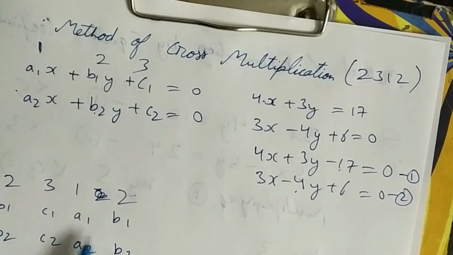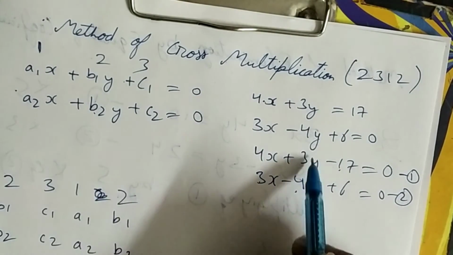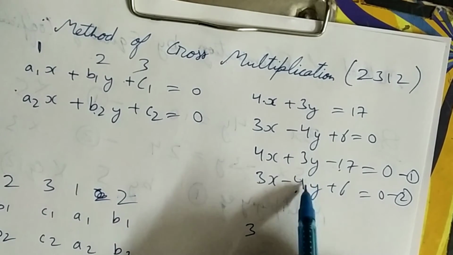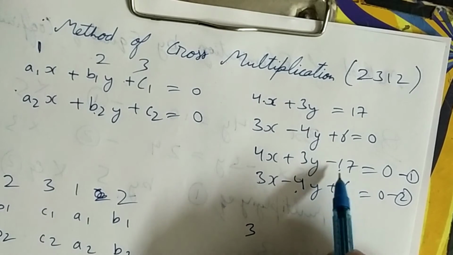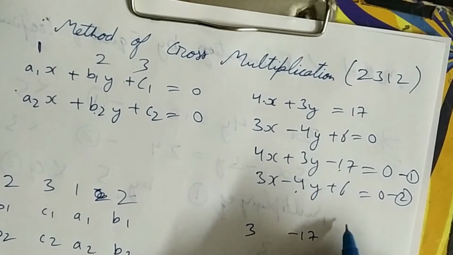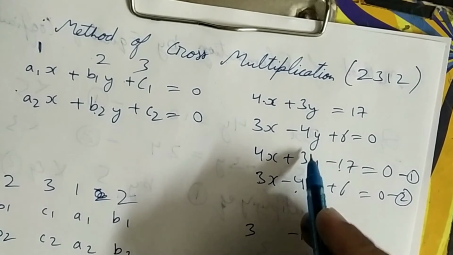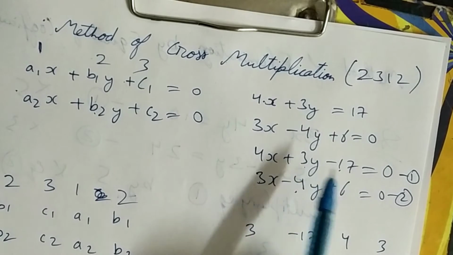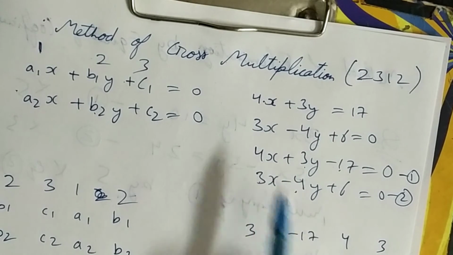So if we look at the question, what will we write? First b1, 3 and minus 4, then minus 17 and 6, then 4 and 3, and again 3 and minus 4. So 2 3 1 and 2.